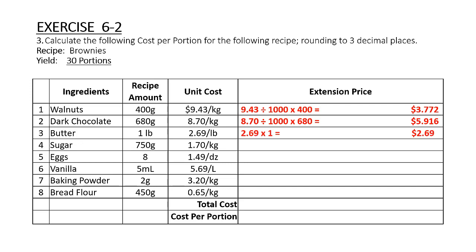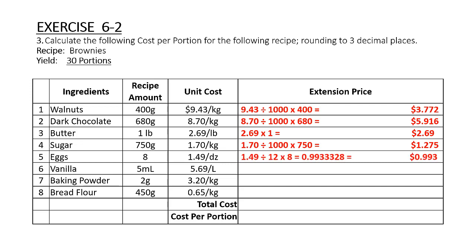Butter, $2.69 a pound. Well, we only need 1 pound. That one was easy. Let's move to sugar. We paid $1.70 per kilogram. We need 750 grams. $1.70 divided by 1,000 will give us the cost of 1 gram. Let's multiply that by the 750 grams the recipe is calling for. There's our extension price for sugar.